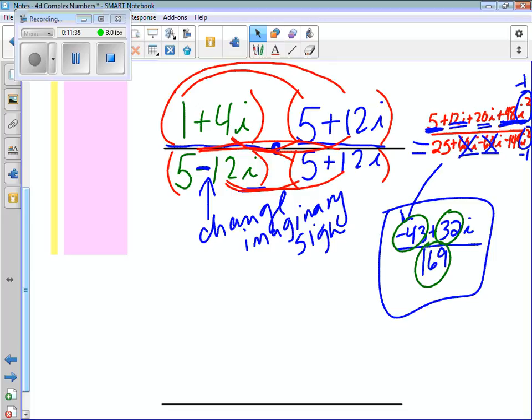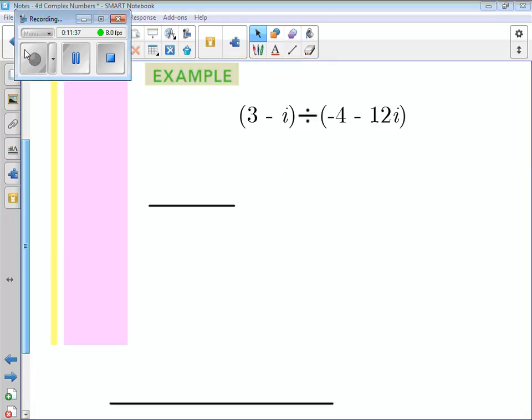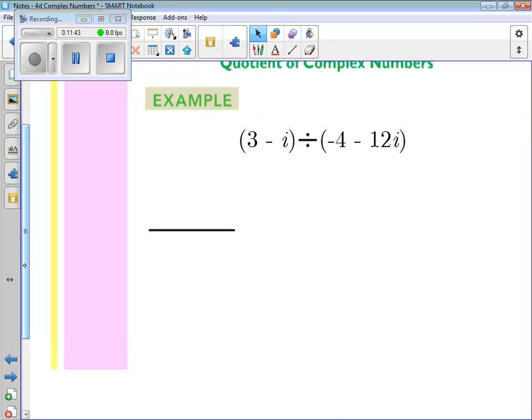Okay, if you understood the last problem, you don't have to copy this one down, but if you didn't understand it, I'm going to go through another problem for you. So here's the division again. I'm going to rewrite this as a fraction. So 3 minus i over negative 4 minus 12i.